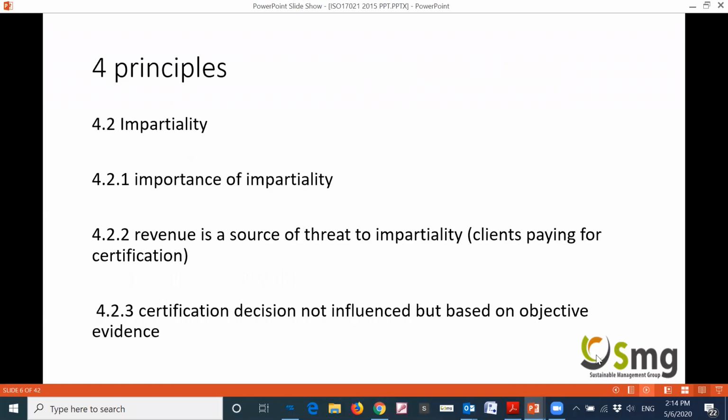So, impartiality. The importance of impartiality. It's very important for people to see that the certification body is impartial. That means that they are not biased.